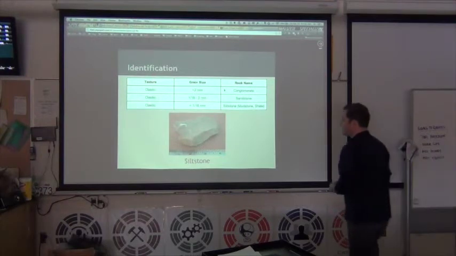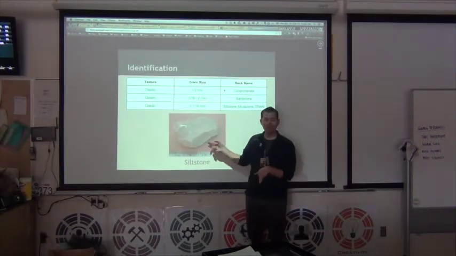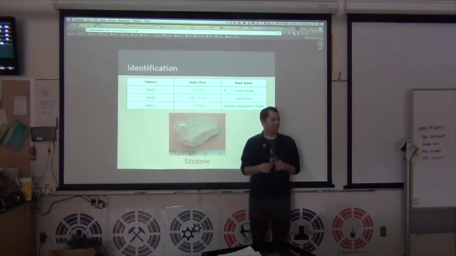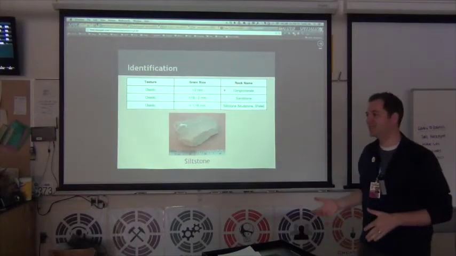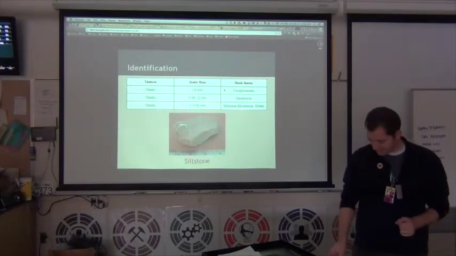Siltstone. Silt is another size that was more fine grained. Siltstone, again, we can't see the granules in this as easily, and so that tells us that it's of those even smaller sizes. And this one is siltstone, made up of silt, so we call it siltstone.